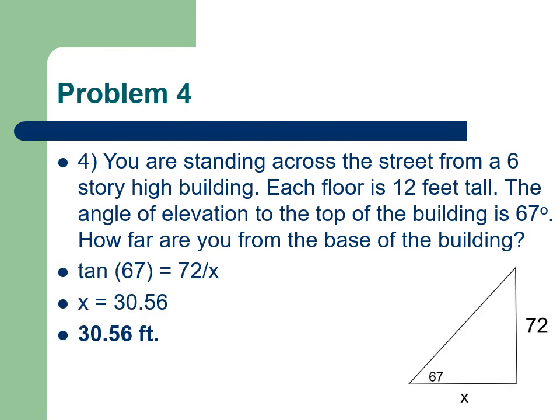And you notice here, it's a 6-story high building where each floor is 12 feet tall. So you're going to multiply by 6 there. So you actually get 72, which is not a number that was given to you in the problem. So you've got to make sure you're reading carefully and not just pulling out 12 as the number that you're going to use. You've got tangent, because we've got the opposite side. We're trying to find the adjacent, and so you find that value is 30.56 feet.